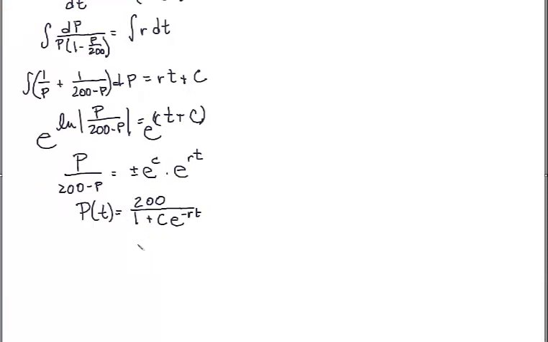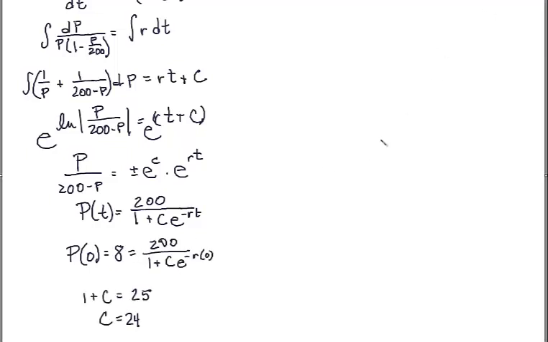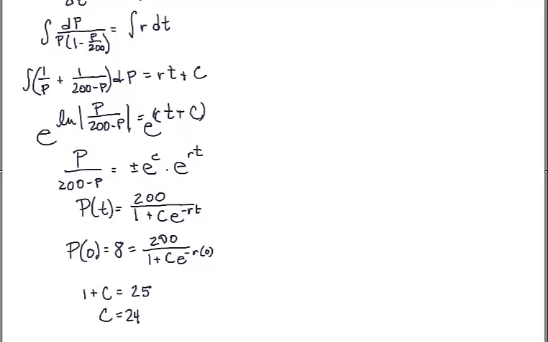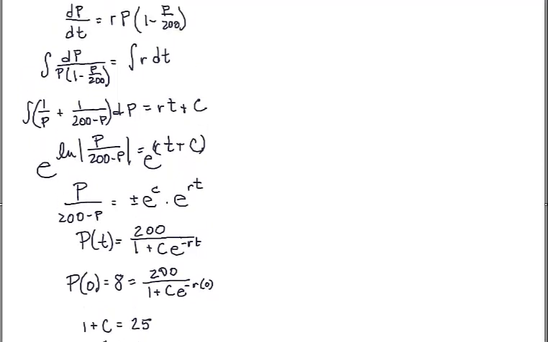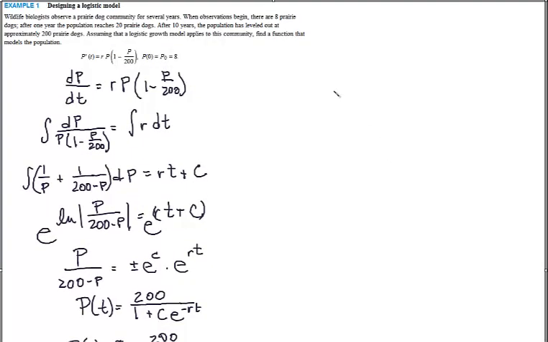Now what I'm going to do is plug in one of the points I know, which is P of 0. It is at the original time that we started counting. That population was 8, and then I'm going to solve for C. I get that C is 24. Now I'm going to rewrite and write down my population equation. So that population equation is then P of t is 200 over 1 plus 24 e to the minus rt.